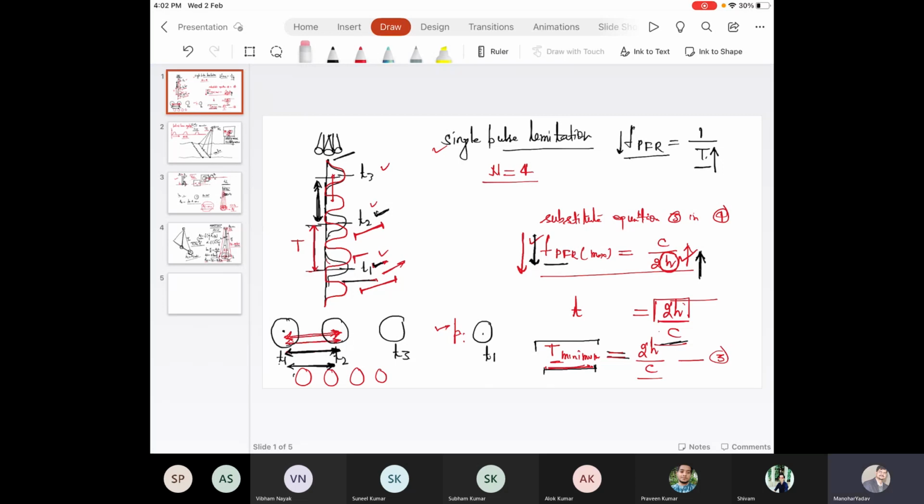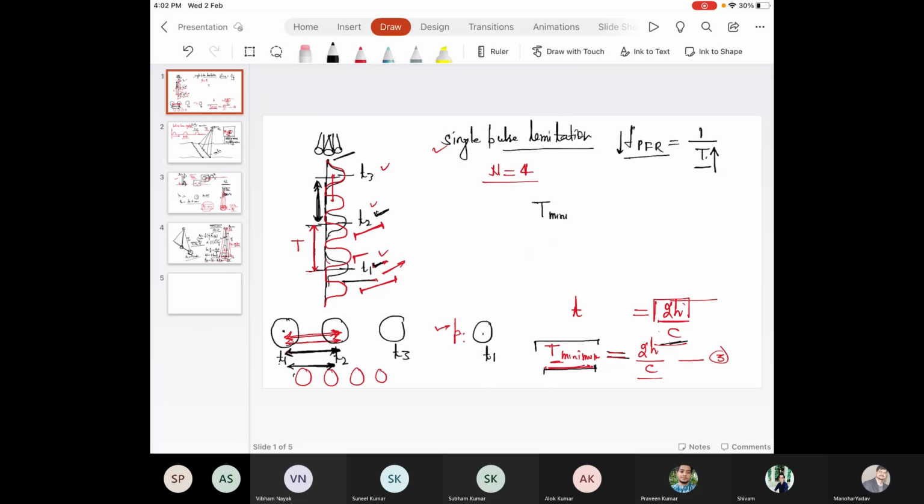So the generalized formula can be written over here. If the sensor is equipped with multi-pulse identification, then T minimum in that case is equal to 2H divided by capital N times C. Okay, so this will decrease, and in that case, what will happen?